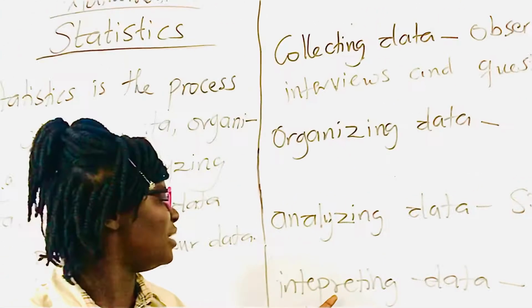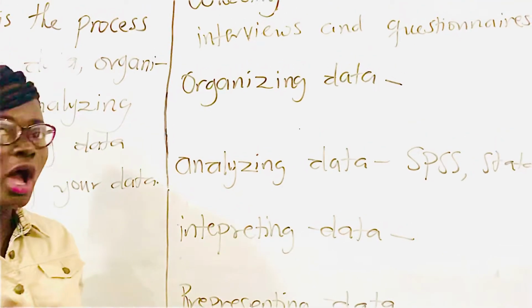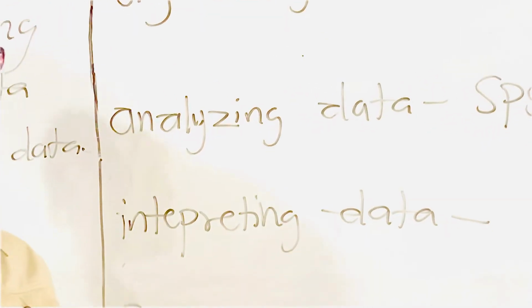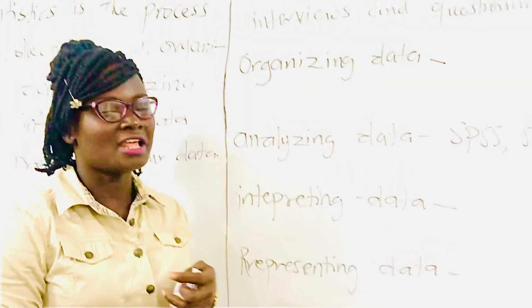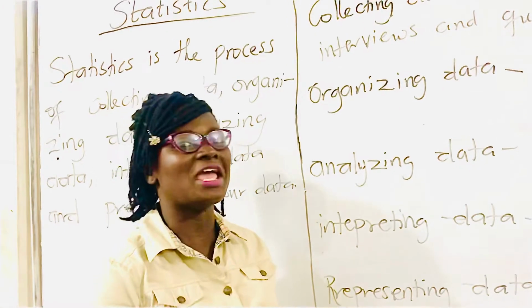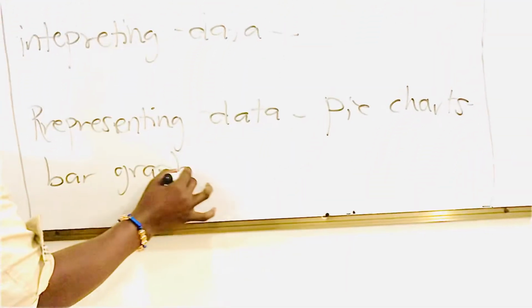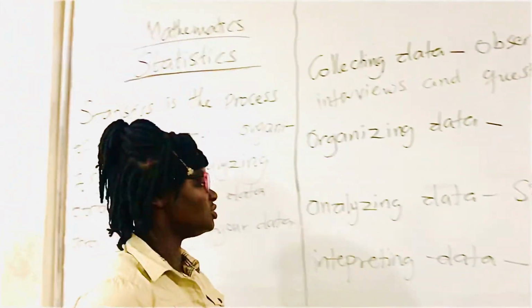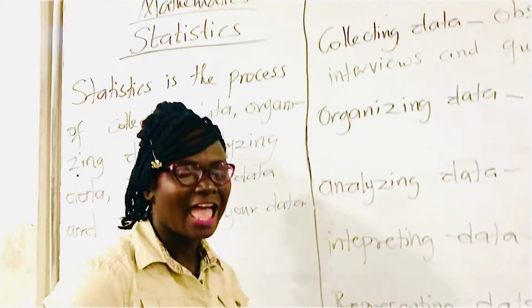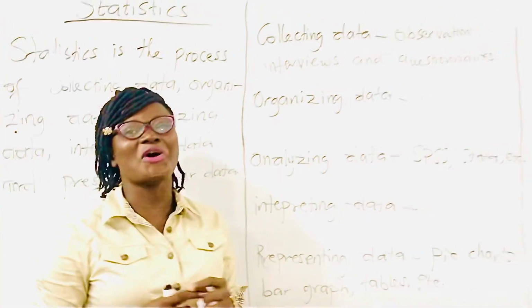Then we come to the interpreting of data. How do we interpret our data? Before you interpret your data, you need to represent the data. And you can represent the data using the pie chart, the bar chart, or even tables. So we can use the pie chart, the bar graphs, or tables. Okay, good. Then after representing your data, you can now analyze it and interpret it based on your findings.